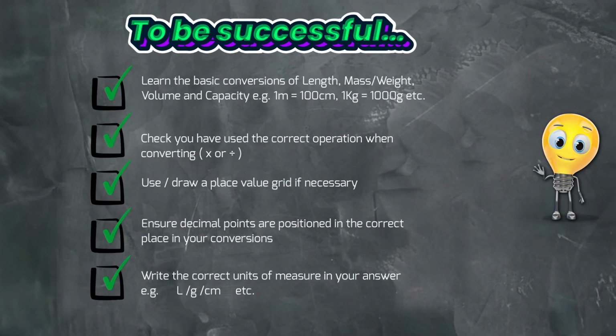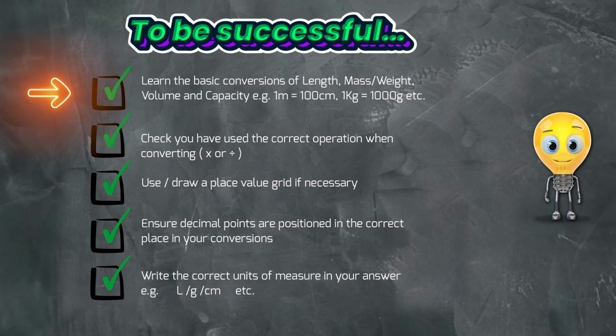To be successful and have a light bulb moment with measure conversions, remember to learn the basic conversions of length, mass or weight, volume and capacity. For example, 1 metre equals 100 centimetres, 1 kilogram equals 1,000 grams and so on. You should check you have used the correct operation when converting, for example multiplying or dividing. Use or draw a place value grid if necessary. Ensure decimal points are positioned in the correct place in your conversions. Write the correct units of measure in your answer, for example, litres, grams, centimetres, and so on.